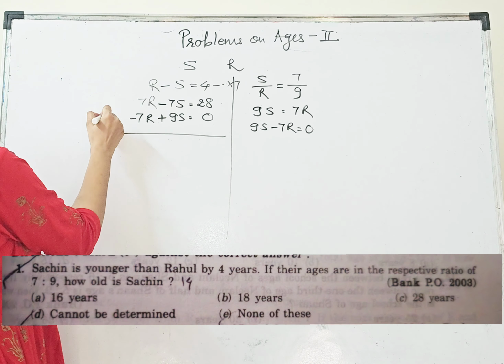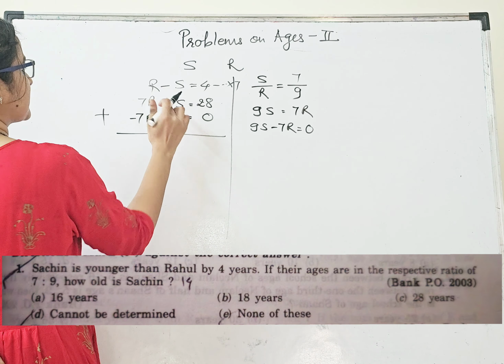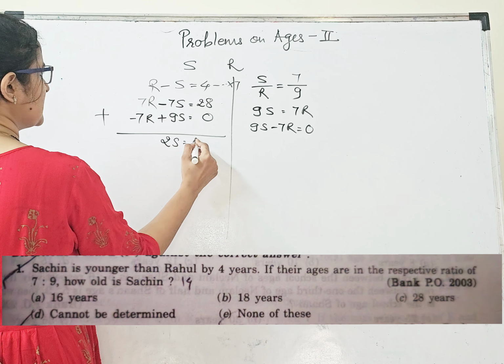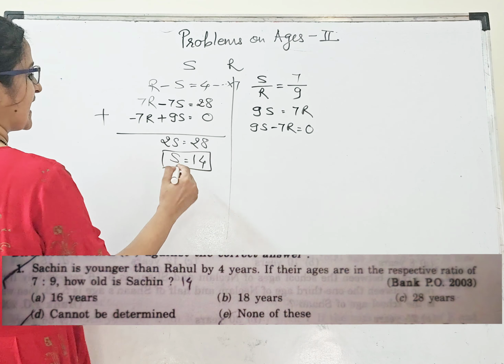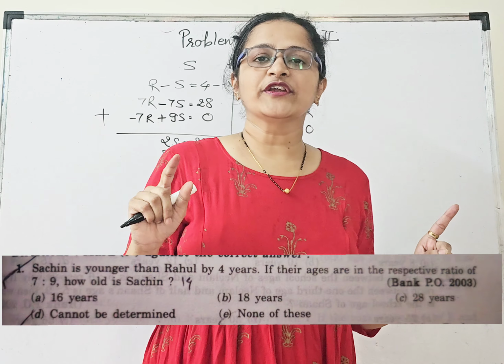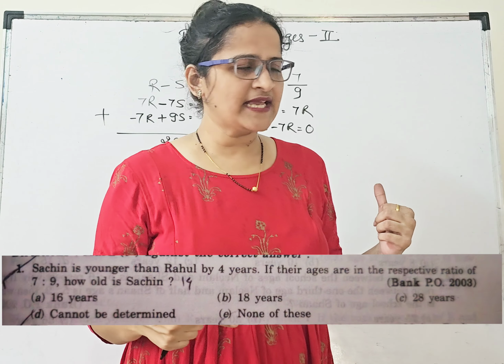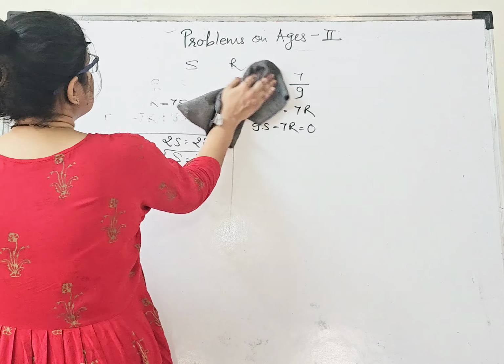If you add these two equations, the r terms get cancelled out. 9 minus 7 is 2s equals 28, so s is going to be 14. So the age of Sachin is 14. What are they asking? Age of Sachin only. So 14. Do you see any option as 14? No. So it is going to be none of these. Easy? Okay. Now let's see the second example of a similar kind.